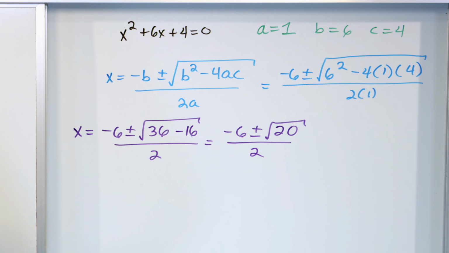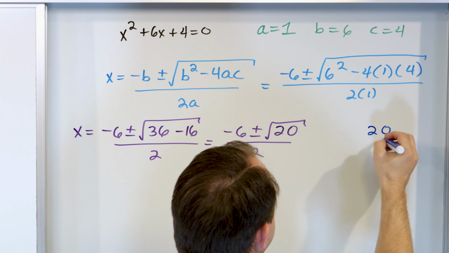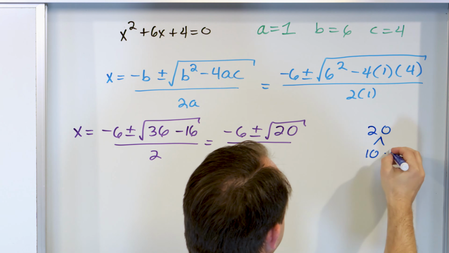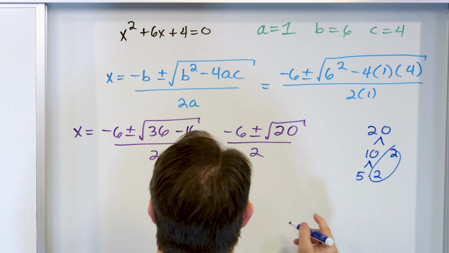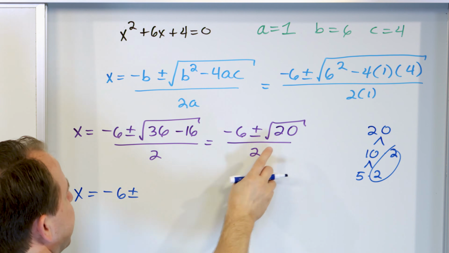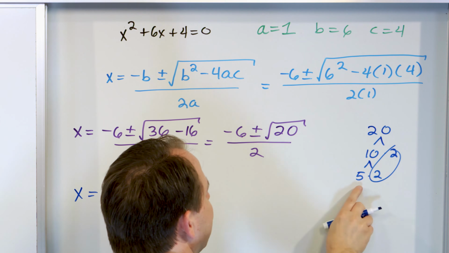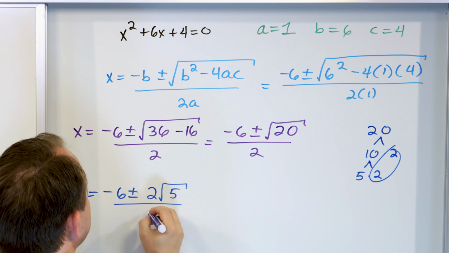So now it's a little bit harder, or I shouldn't say harder, but because you have a square root of 20, you need to simplify that as much as you can. So 10 times 2 is 20, and 5 times 2 is 10, and I have a pair of 2's here. So if I was going to write this final answer down, it'd be -6 plus or minus, but the square root of 20 is 2 times the square root of 5. 2 times the square root of 5 over 2.